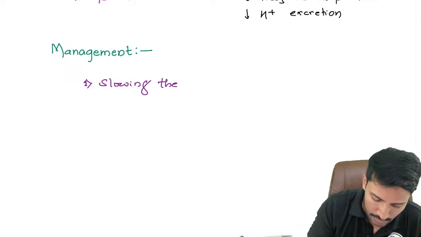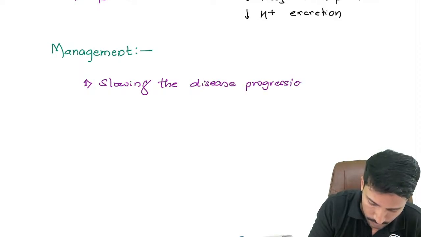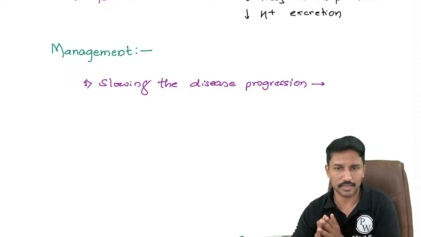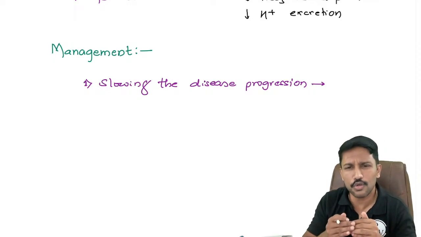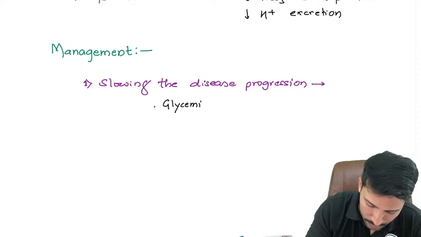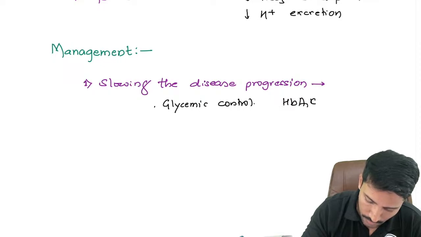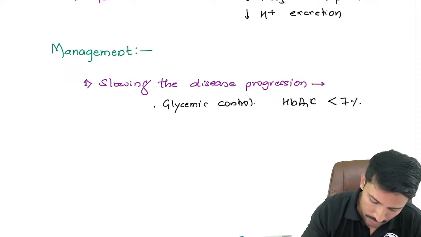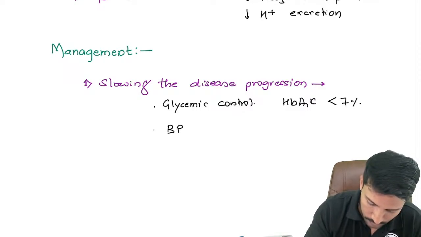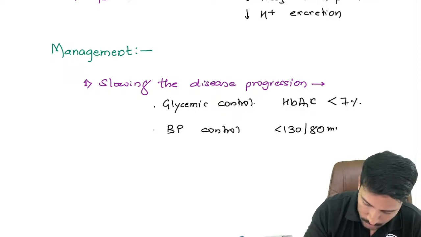How can I slow down the disease progression? What are the most common causes for CKD? First one is diabetic nephropathy. Second one is hypertension, right? So if you control their diabetes and hypertension, you can slow down the progression. So you need glycemic control, HbA1c less than 7%, and you should also have BP control. The target is BP less than 130 by 80 millimeters of mercury.